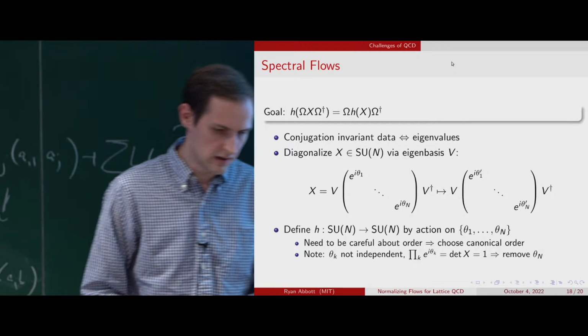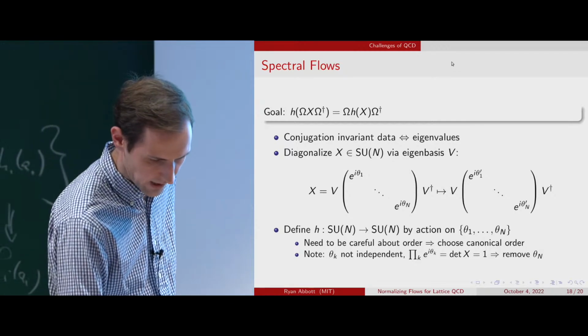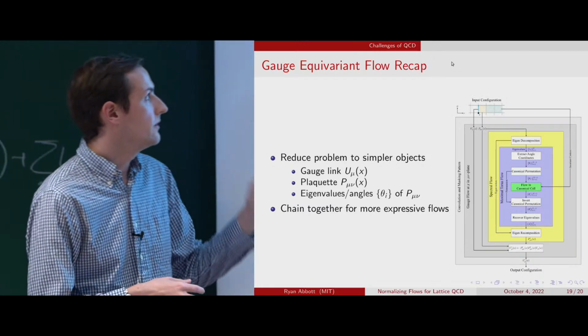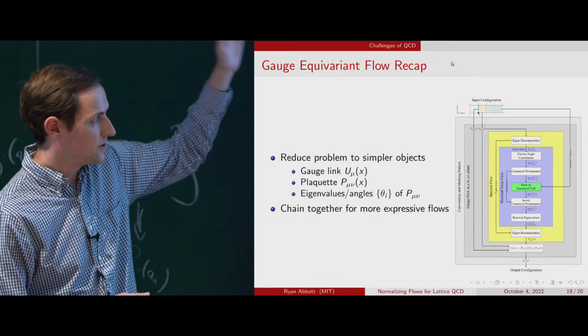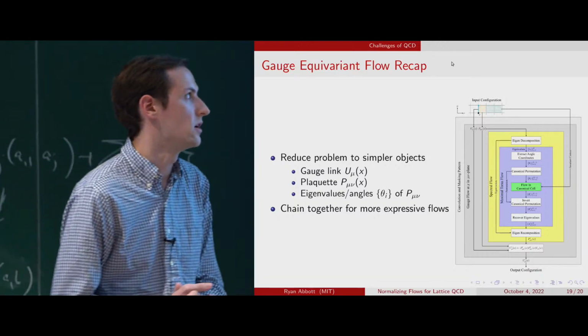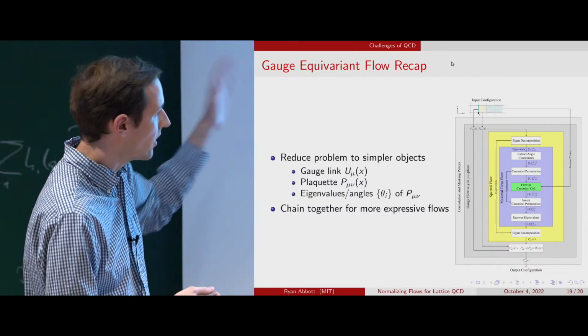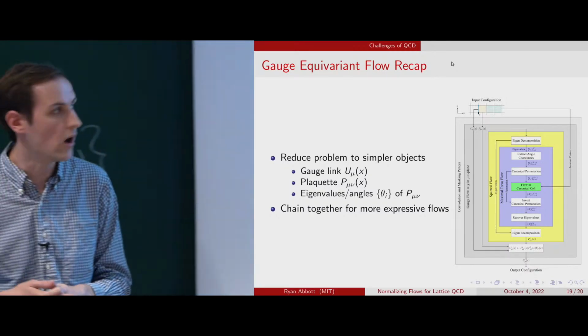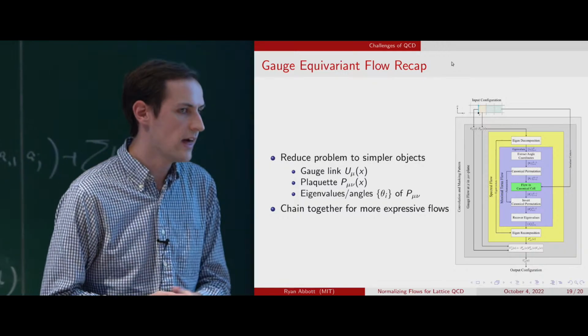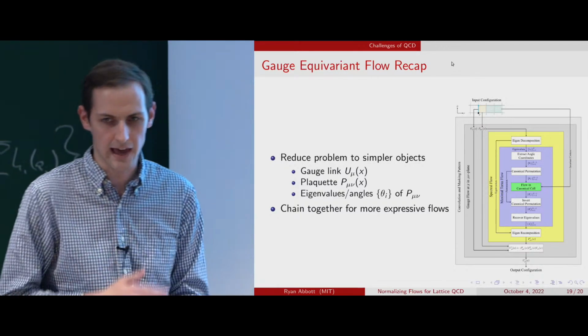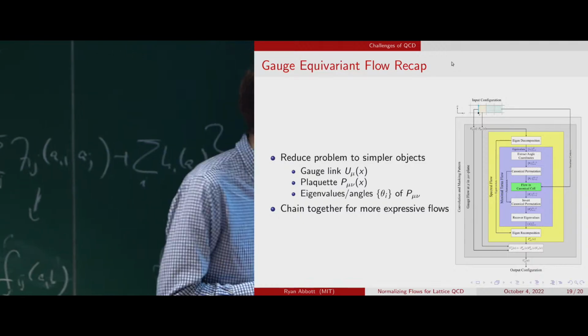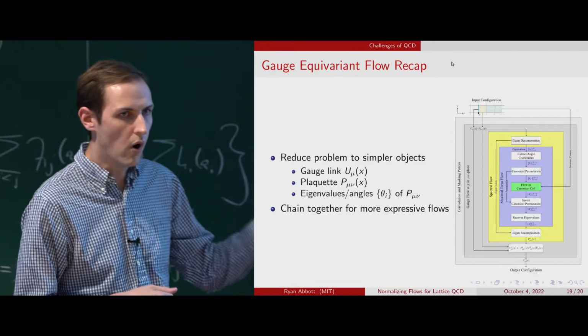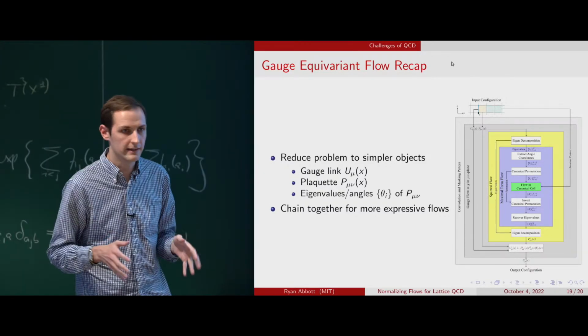So to give a recap of what we've done, we've gone ahead and done a reduction of the problem to simpler and simpler terms. In particular, we started with trying to perform gauge equivariant transformations on gauge links. We then looked at trying to transform the plaquette, which is a slightly simpler object to transform. In the case of U(1), at this point we were done. We already had gauge equivariant flows.